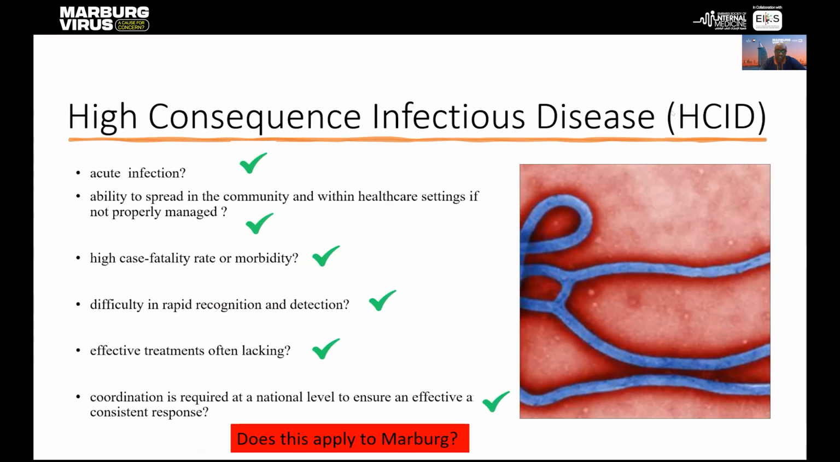Its diagnosis depends on PCR tests in a reference laboratory, so it's not in any local laboratory in private hospitals or other hospitals. It's in a surveillance or reference laboratory. It also does not have any effective treatment, as Dr. Nawal has just outlined. It's mainly supportive care. To prevent an outbreak and spread, we need coordination at national level and effective infection prevention control measures. So it's a high consequence infectious disease by definition.